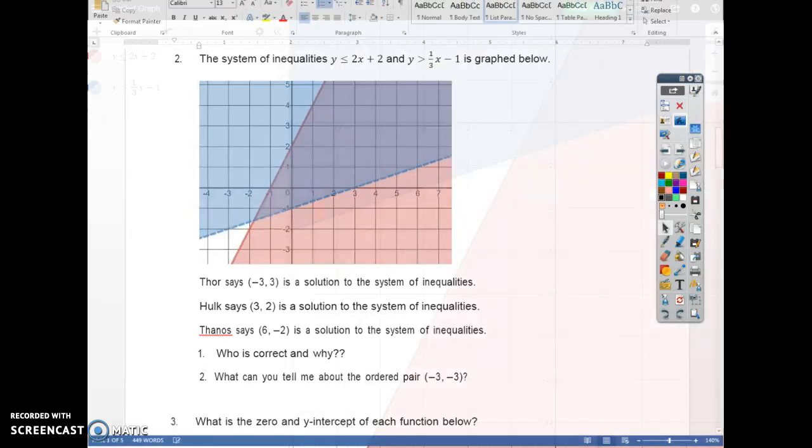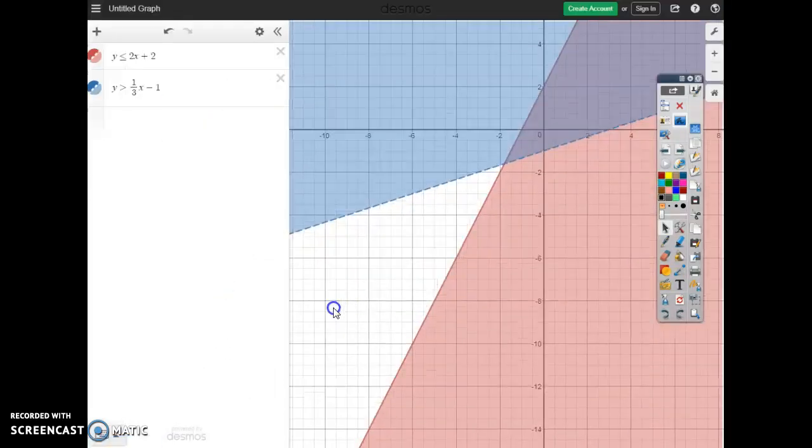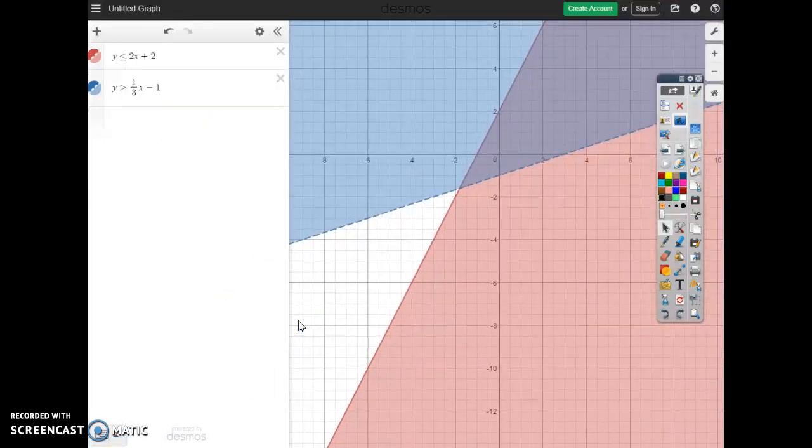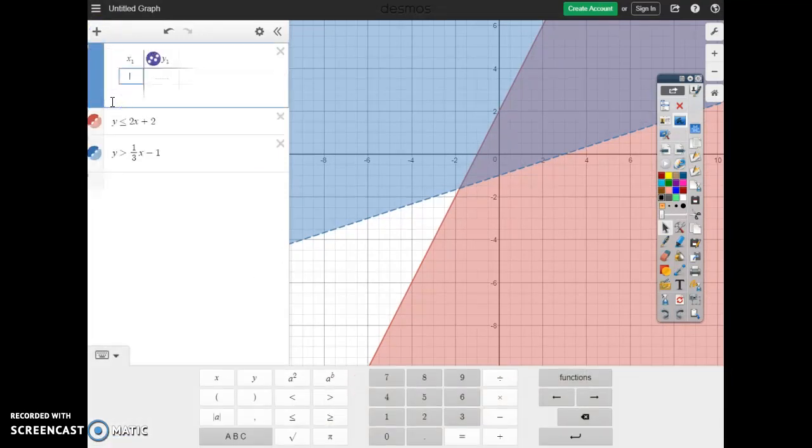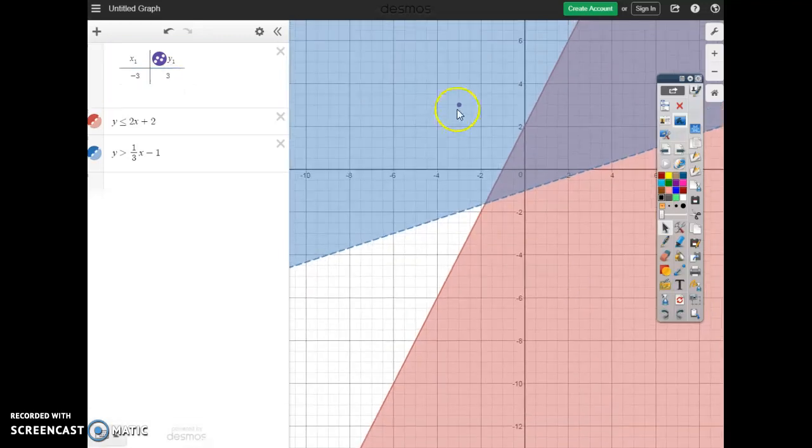And I need to add a table for those points. Thor's point says that the solution is at -3, 3. Is Thor correct? No. Thor is only on the blue shaded area.